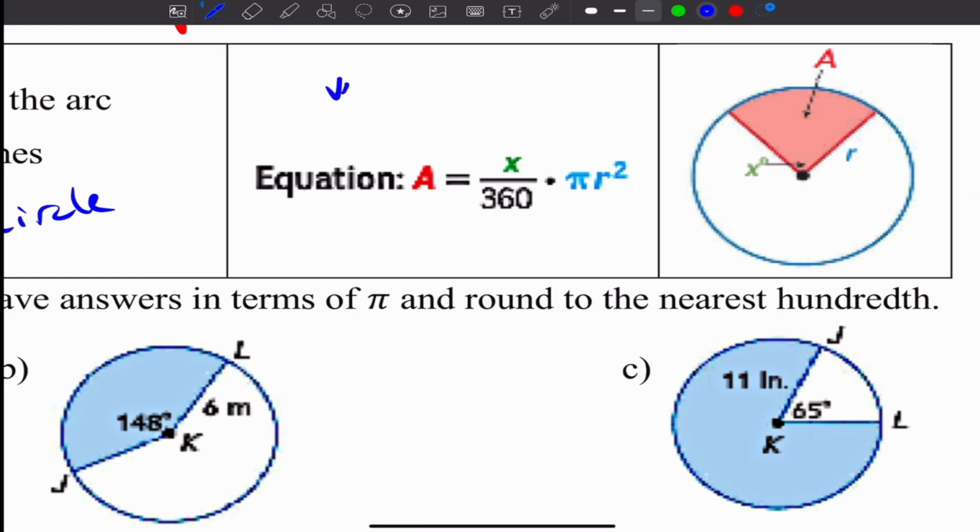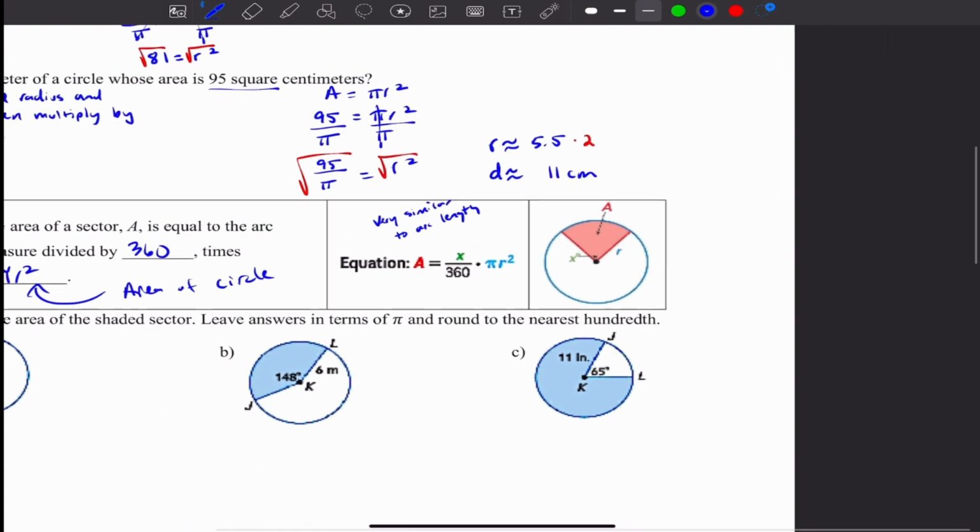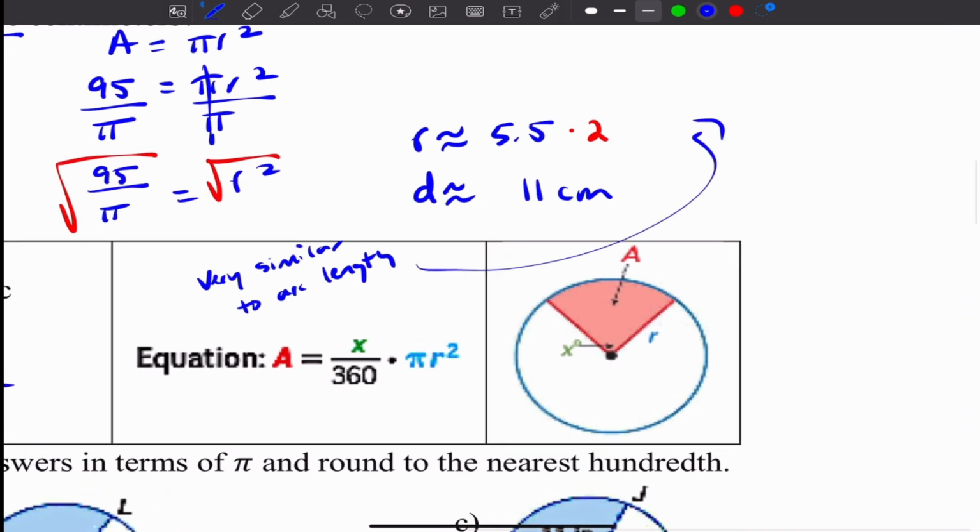Now, this is very similar to arc length. And remember, with arc length, I'm just going to make a note somewhere. It was L, the length, is equal to x over 360 times 2 pi r. Okay? So when you were given a circle and you were asked to find the length, you're trying to figure out how big the length is of a circle. You are trying to figure out how long the pizza crust was using this formula.